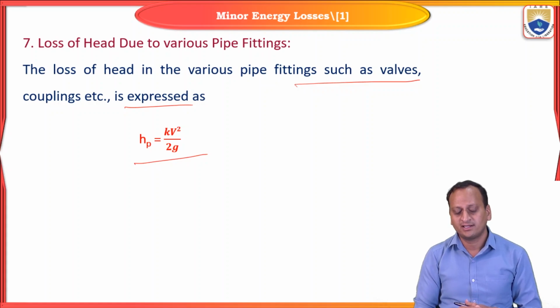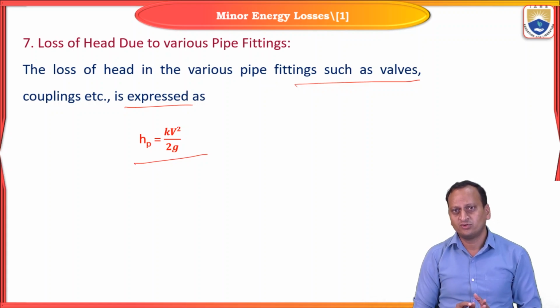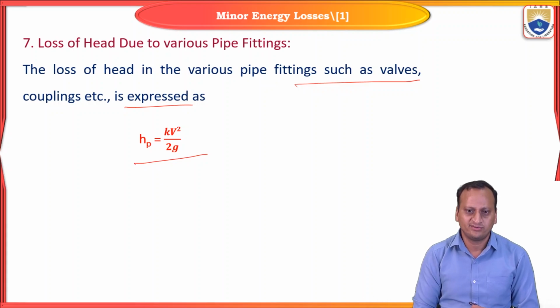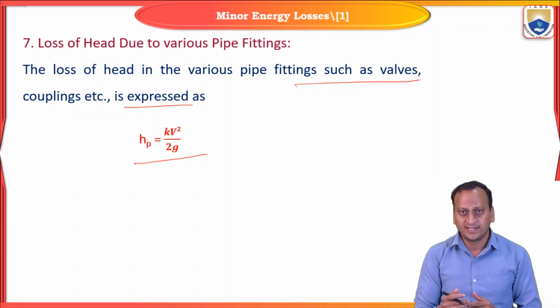And the major energy loss is due only to frictional loss. When the fluid is flowing from one point to another point, frictional resistance will always occur. Due to that, the major energy loss takes place. That is given by the Darcy-Weisbach equation, Chezy's formula, Manning's formula, etc. So these are the classifications and expressions for the various losses while the fluid flows through a closed conduit.